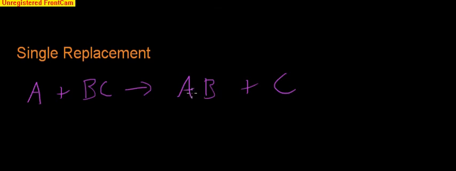One thing is taking the place of something else. Here, A was by itself on the left, and if we look at the right of the arrow, A is no longer by itself, but it is in fact with B. So this is a single replacement reaction.